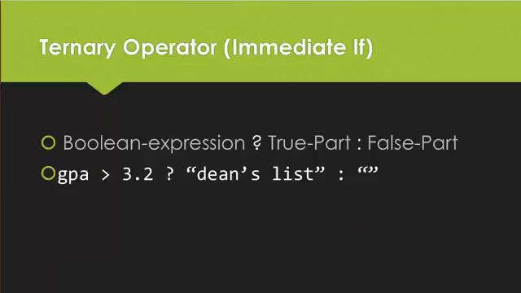Another super handy operator that we're going to use is called the ternary operator, or the immediate if operator. This allows you to evaluate an expression for a Boolean value, a true-false value, and then you can perform some kind of action based on that true or false value. For example, I have is your GPA greater than 3.2? If it is, you're Dean's List. If not, you're not Dean's List. So I have this string Dean's List for when you're bigger than 3.2, or I have nothing if you don't have a GPA bigger than 3.2.